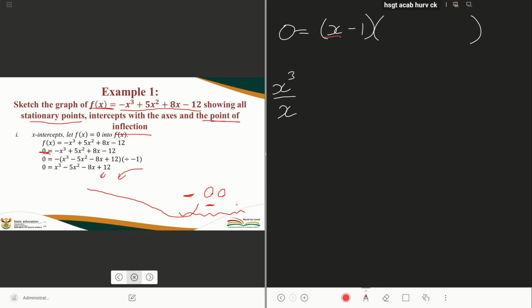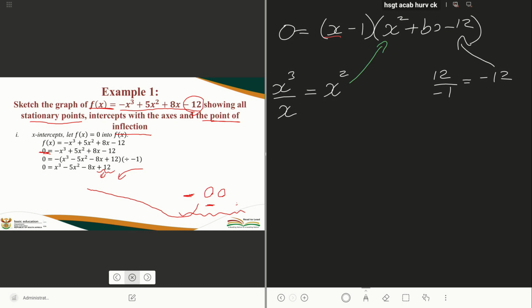What do we get as our answer here? We will get x squared, the same x squared that you see here. I will put it right there. And then we go back and say the last number, the value of d, at this stage is positive 12 divided by negative 1, I get negative 12. So that negative 12 I'll put here.